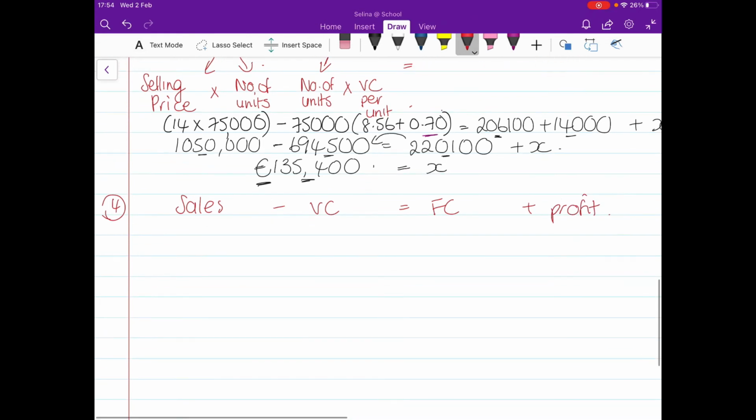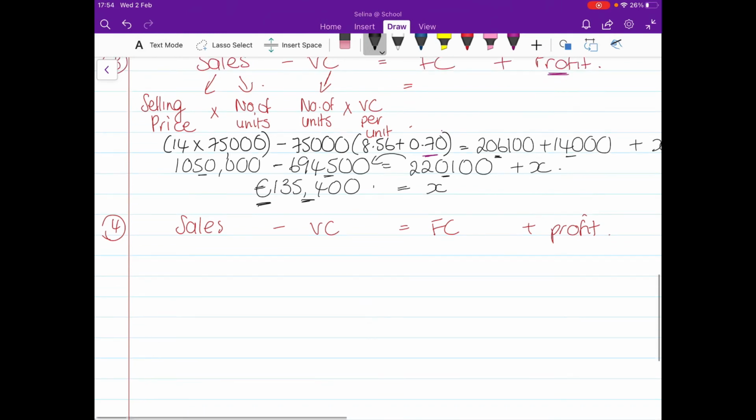Okay, so we're trying to find the selling price. Our sales, remember, there's two parts to this. There's a selling price and there's the number of units. We do know the number of units. The number of units is 60,000 units. We don't know the selling price, so that's where my X is going to go in this question.